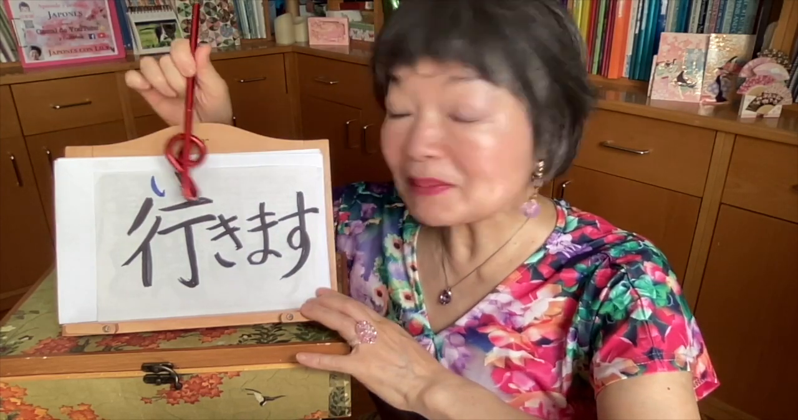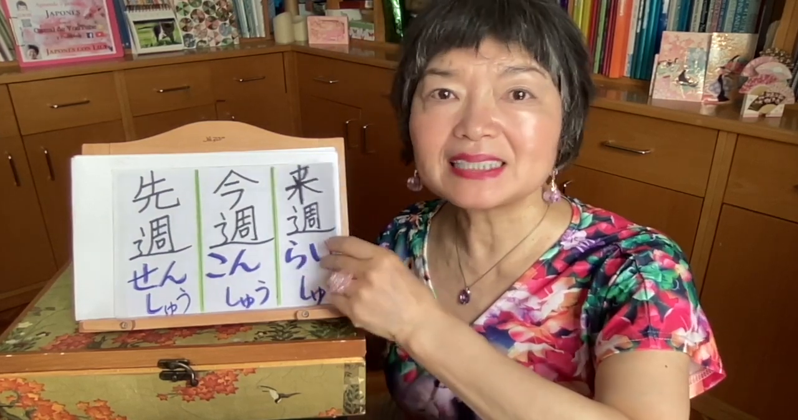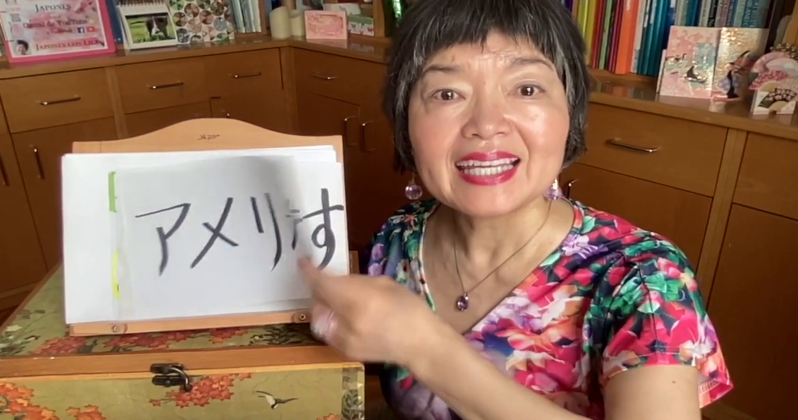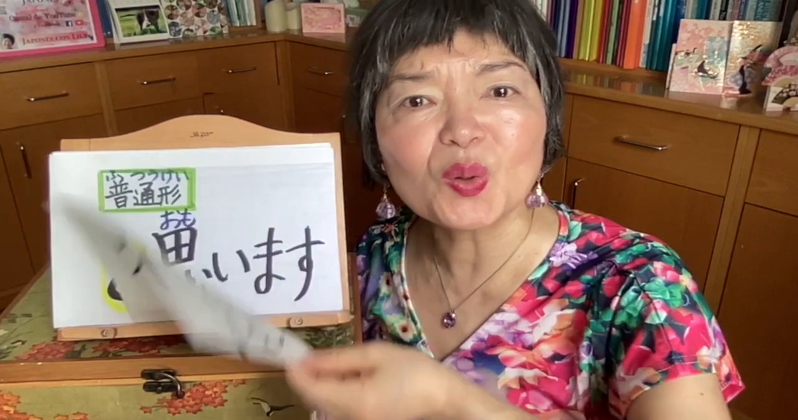It means, I think that Mr. Yamada didn't go to the US last week. So you must change this 行きます to the past and negative. It means 行かなかった。先週、山田さんはアメリカへ行かなかったと思います。In this way, in Japanese, it sounds okay.